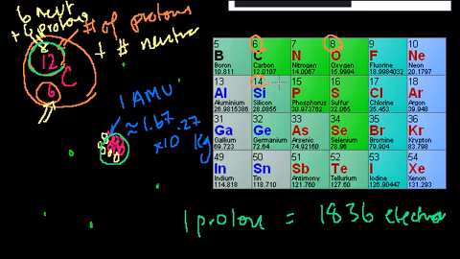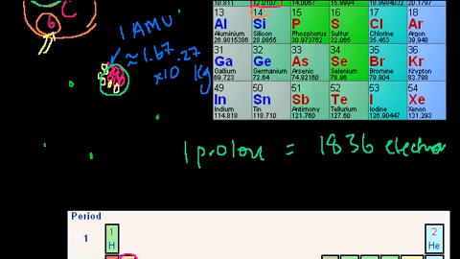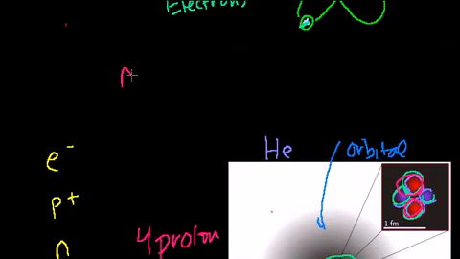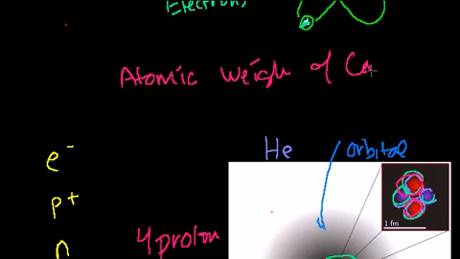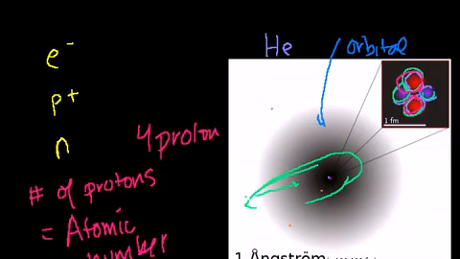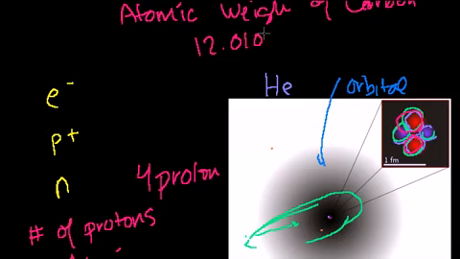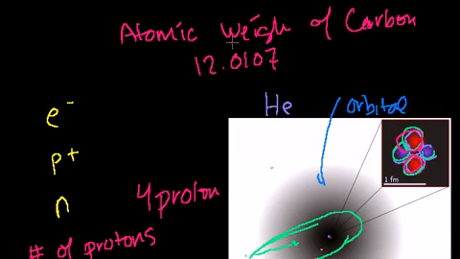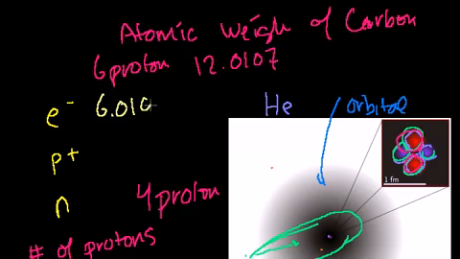Let's see in carbon. Carbon, they have this 12.0107. That is the atomic weight of carbon. So let me write this right there. Atomic weight of carbon. And the atomic weight of carbon is 12.0107. Now, what does that mean? Does that mean that carbon has 6 protons, and then the remaining 6.0107 neutrons, it has this fraction of a neutron?